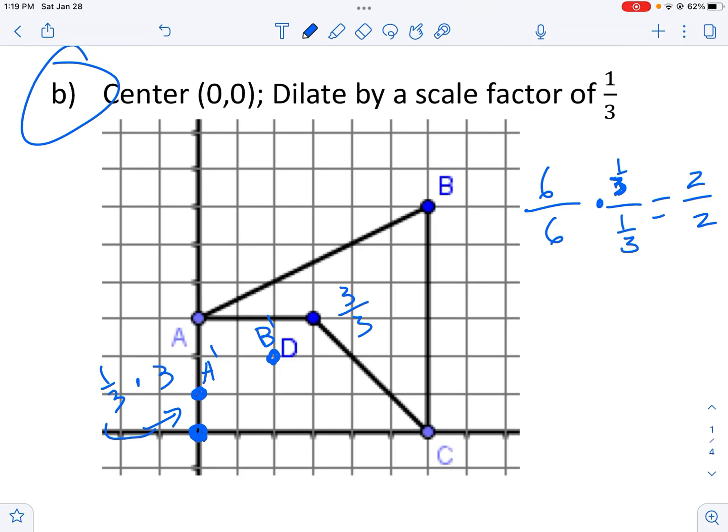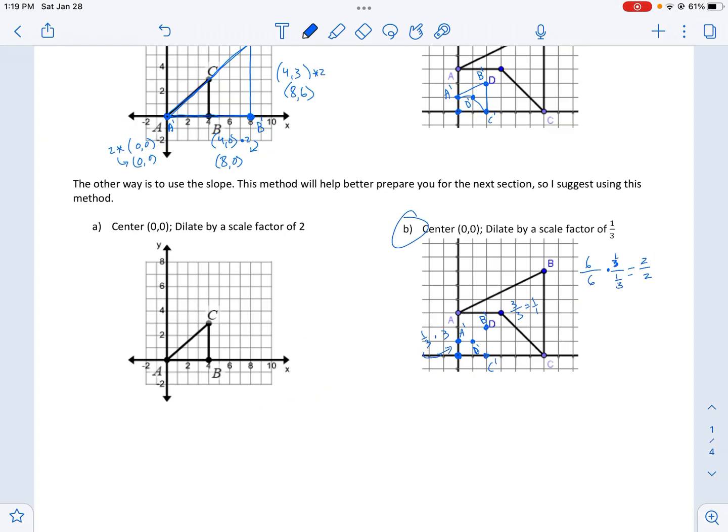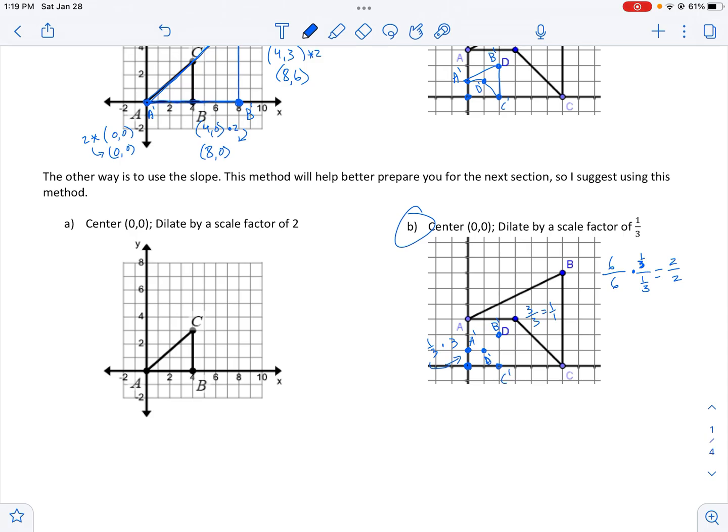So you times them both by a third, and you get 1 over 1. So the point's going to be up 1, right 1 from my center. So there's my D prime there. Once again, figuring out what the slope is, or the change from your center of dilation to the points, is easier when your center is not, well, at the center.